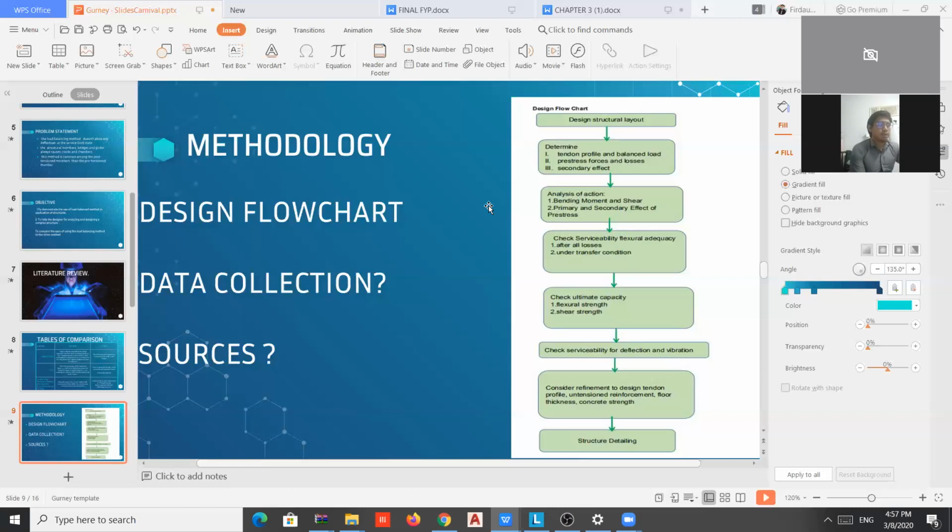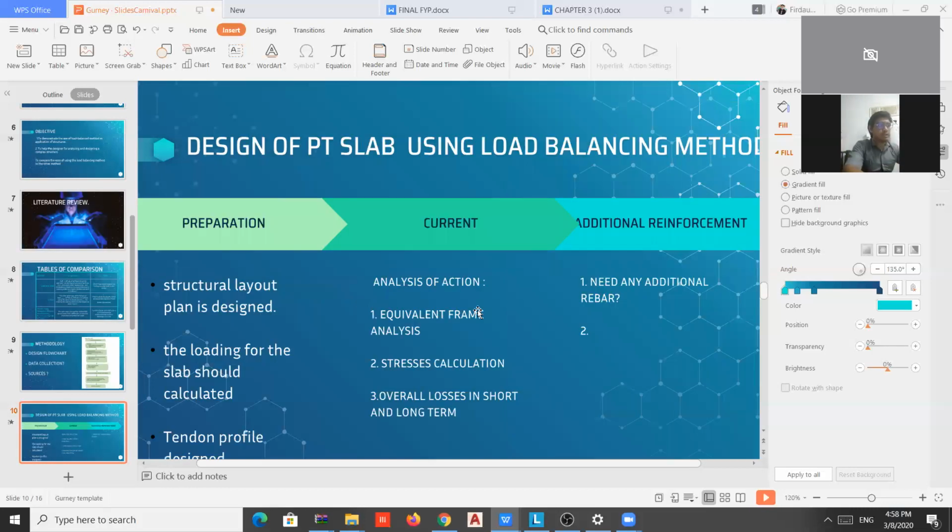And then after the service limit state, we will proceed to the ULS, which is the ultimate limit state, where we'll check the slab and compare with the flexural strength and shear strength to make sure it does not exceed the limit. And lastly, we will check the serviceability for the deflection and vibration of the PT slab, and we will consider refinement to the design tendon profile and tension reinforcement, which means we will check if the slab needs any additional reinforcement, and then we will do structure detailing.